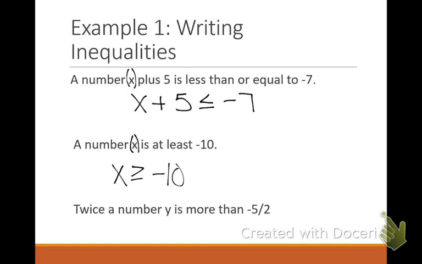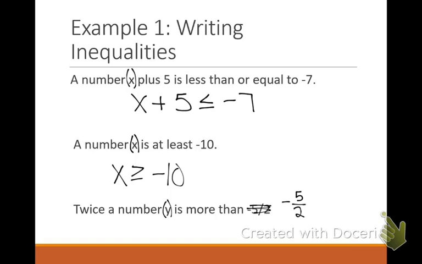Twice a number, which is y, is more than -5/2, the fraction messed up, more than -5/2. So again, we're just writing the inequality. All right, we're not solving anything. Twice a number, y, is more than -5/2. You have to figure out twice a number. Well, does that mean addition? Does that mean subtraction, multiplication, division? Write it on your paper. Okay, what operation? What do you think, guys?